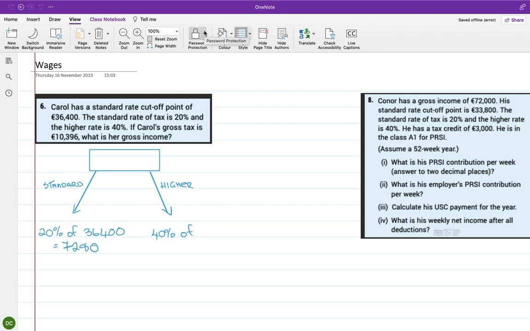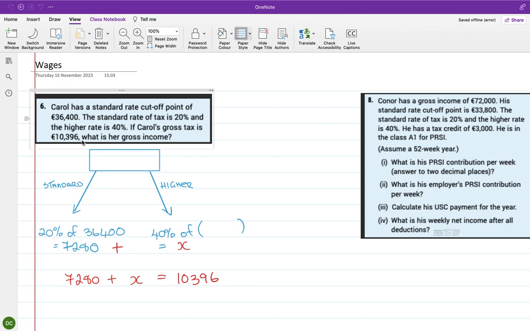of a number that we don't know, because we can't work that out without the gross. So we don't know what this number is, and we also don't know what the answer is, sort of. So it does say up here that her gross tax is 10,396. So if you add 7,280 plus, I don't know, X maybe? So plus X that we don't know, the answer is 10,396. So we can actually figure out what that number is.